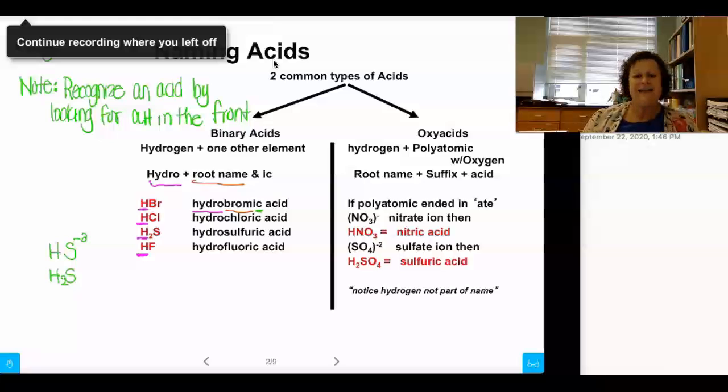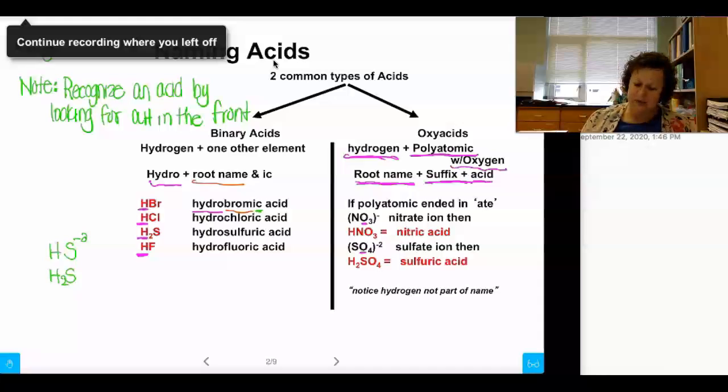So, oxyacids. Oxyacid: hydrogen plus a polyatomic ion that contains an oxygen. It has to have an oxygen in it. See this oxygen? So how do you name it? You have the root name, the suffix, acid. So you take the root name of the polyatomic ion.